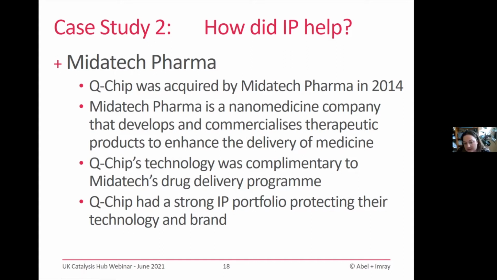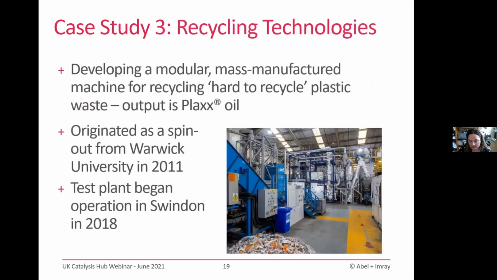And then the advantage for QTIP is that they were able to develop this invention and put it into practice, but then they were able to exit from the business and they could shift that commercialization to the acquiring company. So now going to hand over to Tom for our third and final case study.